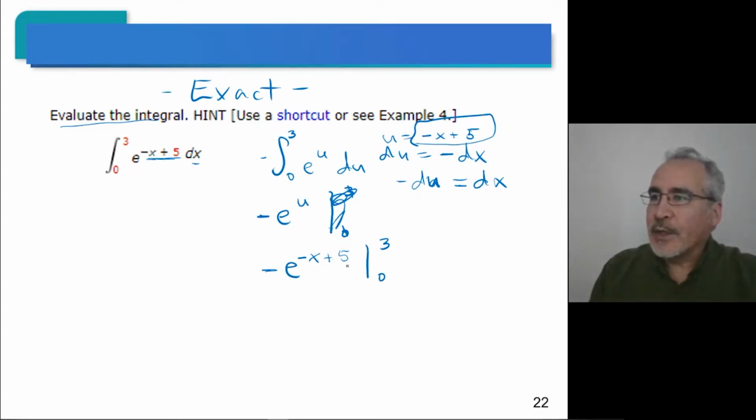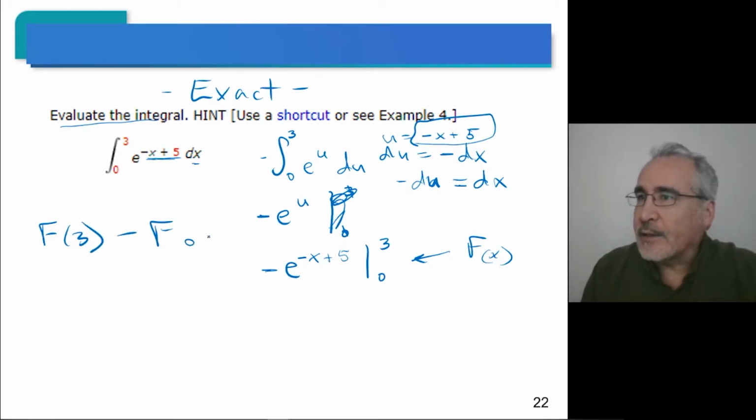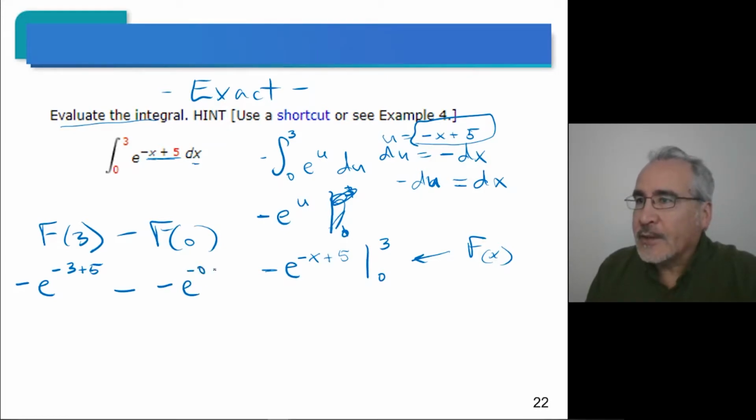And again, what the fundamental theorem of calculus says is this is some function big F of x, and we take big F at 3 minus big F at 0. That's our limits. So let's go ahead and do that. The first one is going to be minus e to the minus 3 plus 5, minus, e to the minus 0 plus 5.